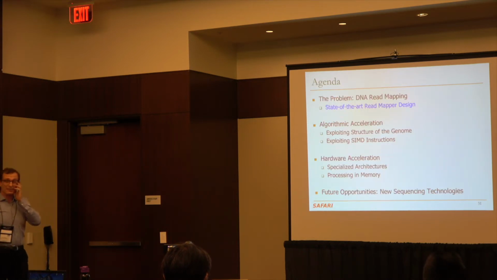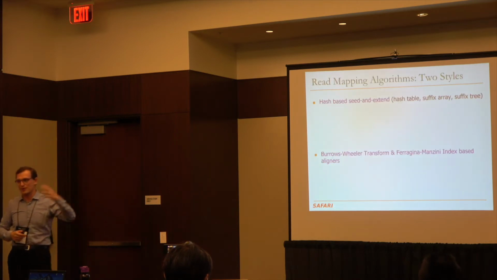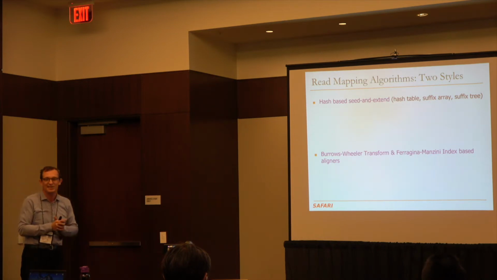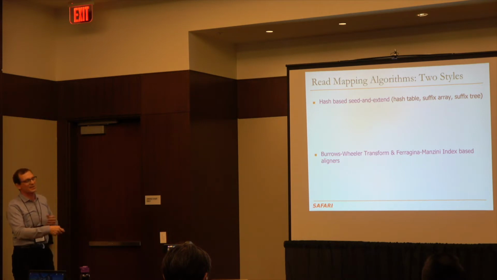Okay, so let me talk about the state-of-the-art read mapper design. There are 2 forms of read mappers. One class is based on hash tables. They're called hash-based, seed and extend. They use hash tables, suffix arrays, or suffix trees. And the others are based on BWT or FM index-based aligners.